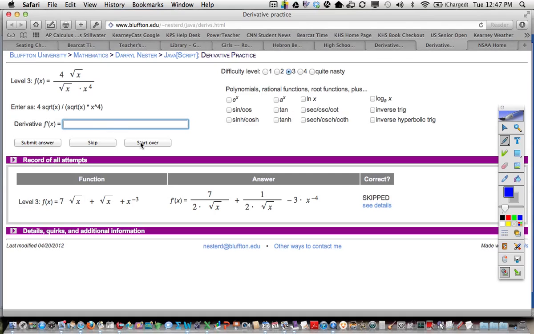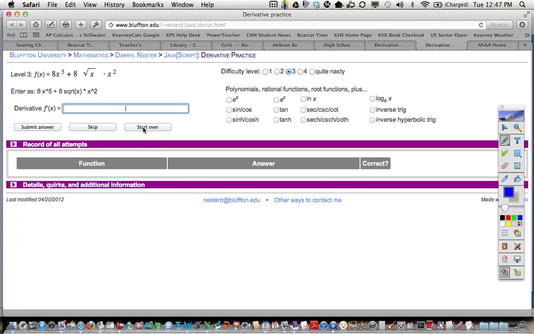Maybe it'd be better. Oh, whoops. I meant to go backwards. But there we go. Let's do this one, and then I'll make up one maybe a little more. 8x to the 5th plus 8 square root of x times x squared. So that last one, there's a times there. So get that written down, and then I'm going to do a little work up here. So if you don't want any hints, don't look up here.